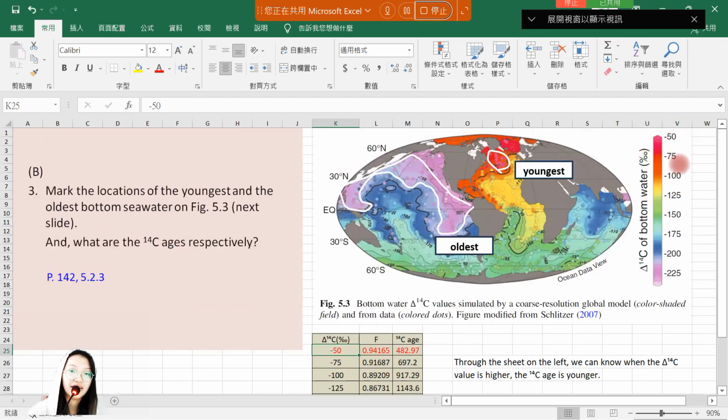The red side is the youngest, in the graphic it is here. And the purple side is the oldest. It's here.